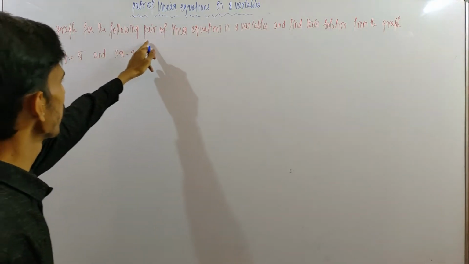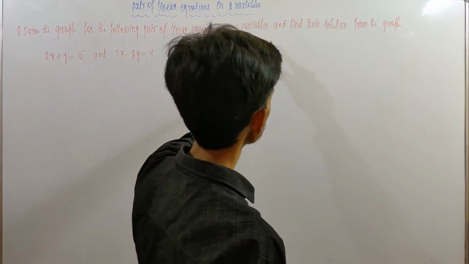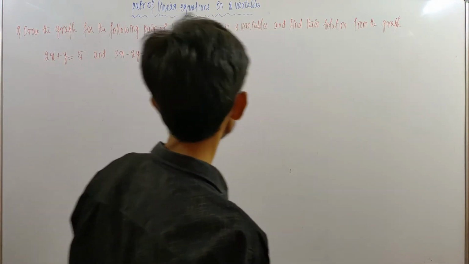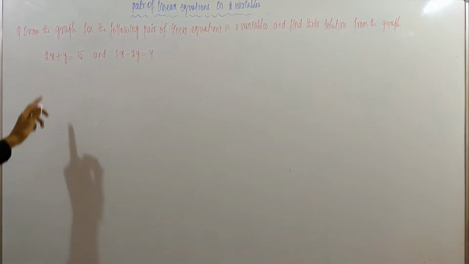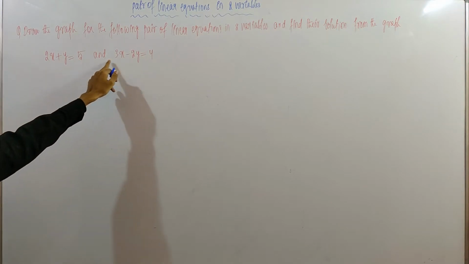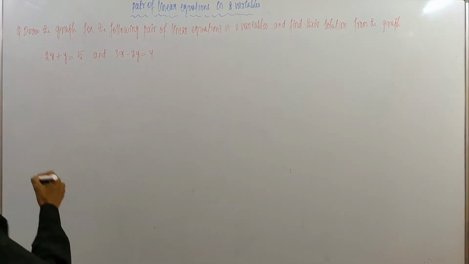Draw the graph for the following pair of linear equations in two variables and find their solution from the graph. 2x plus y equal to 5 and 3x minus 2y equal to 4.